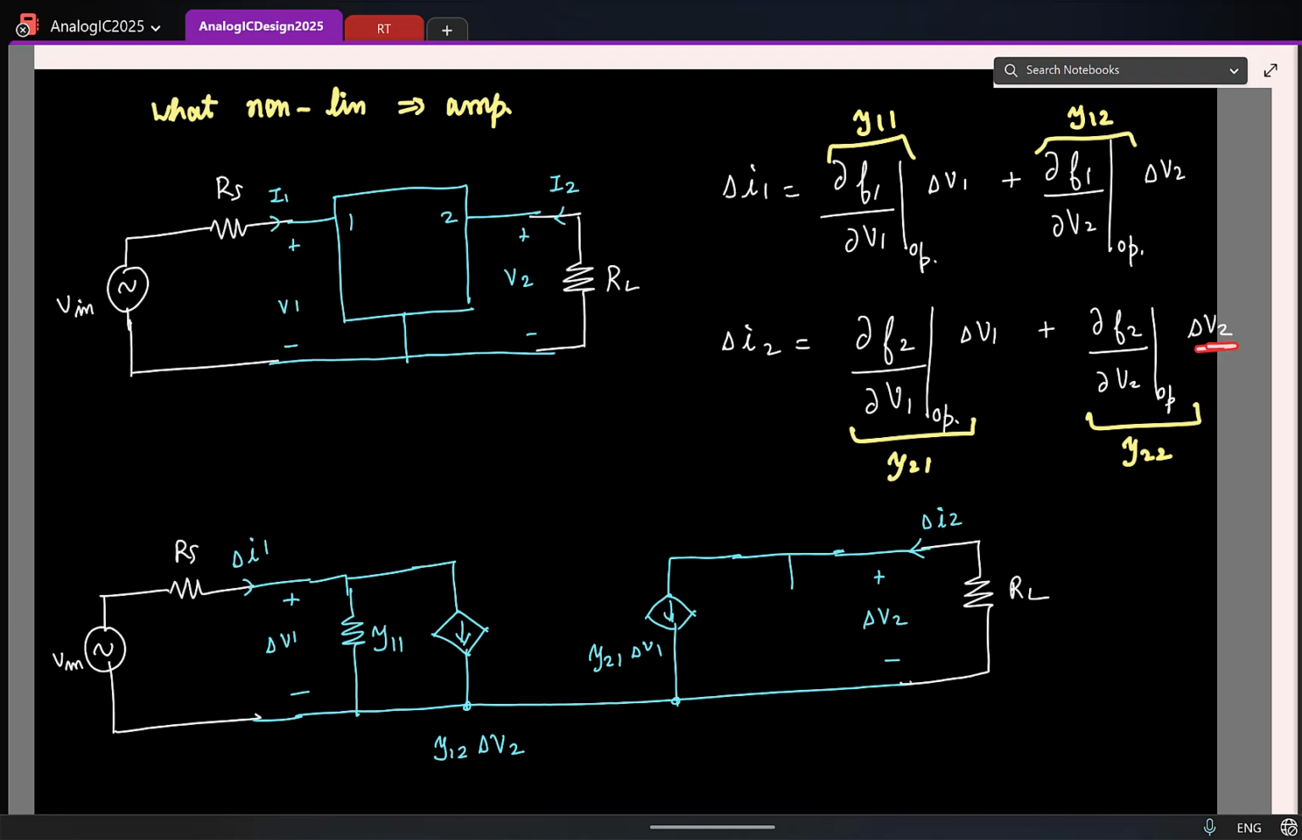The second term is essentially delta V2 times a constant. Delta V2 is this voltage. I need a current here which is dependent on this voltage. What is the way to model it? A resistor. So this is how the nonlinear two-port network will look for small signals. Again, how small it is we have not seen, but let's assume that we'll find out the condition later.